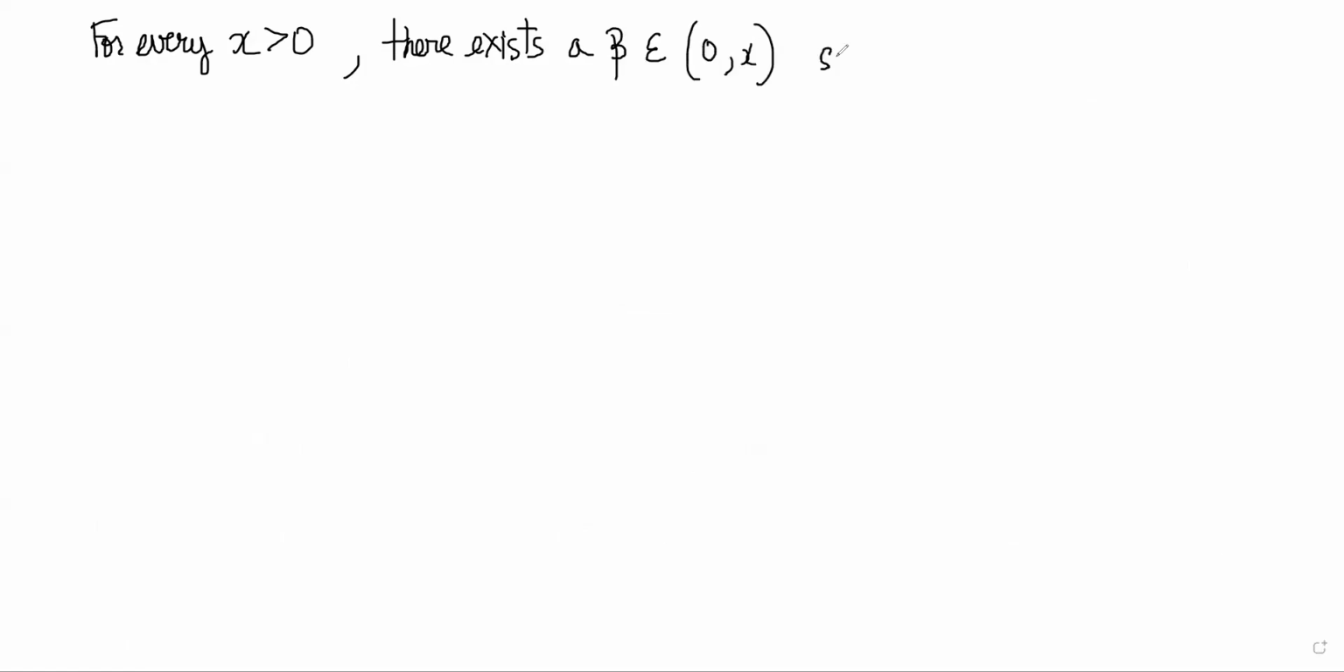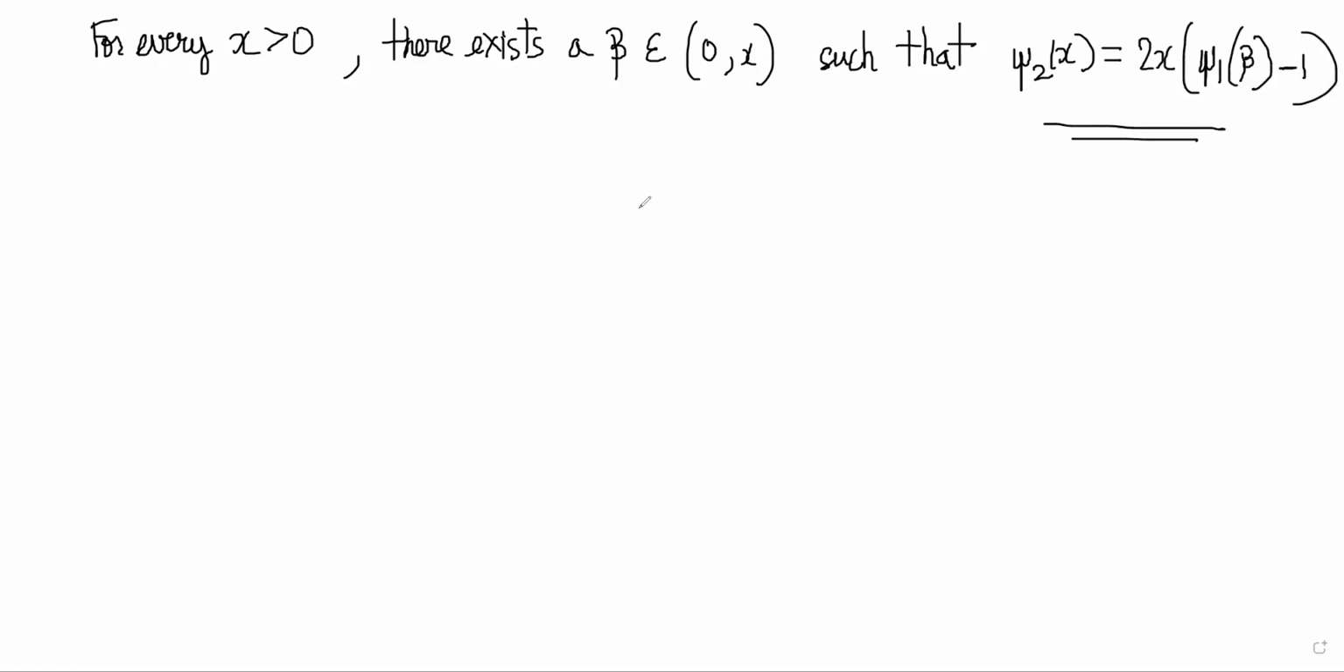Okay, and lastly, we look at the final option where again we have a similar type of question: for every x greater than 0, there exists a beta belonging to 0 to x such that psi 2x is equal to 2x times psi 1 beta minus 1. We have to show this, right? Or we have to check whether this is correct or not, right?